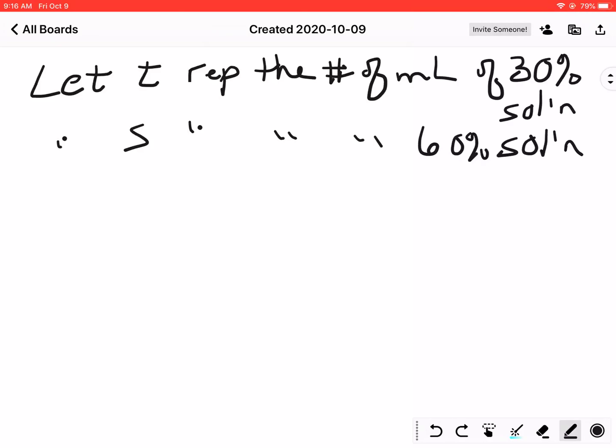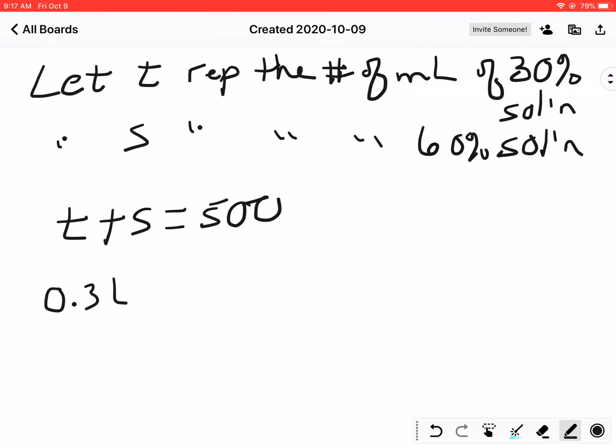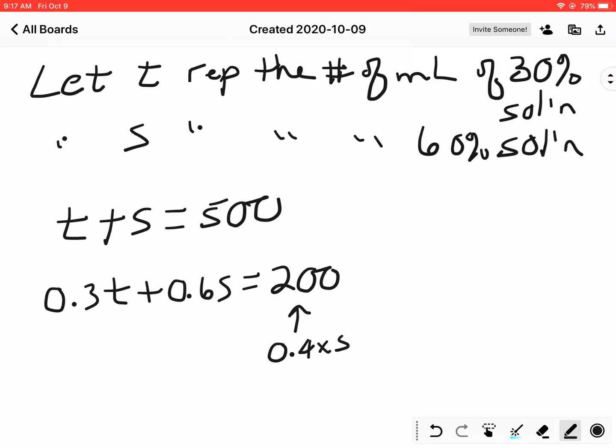Because the very first thing we write down is the number of mils of 30% solution plus the number of mils of 60% solution is 500. We also know that 30% of that amount and 60% of that amount will give 40% of 500, which is 200. You'll see in the PowerPoint it goes 0.4 times 500.